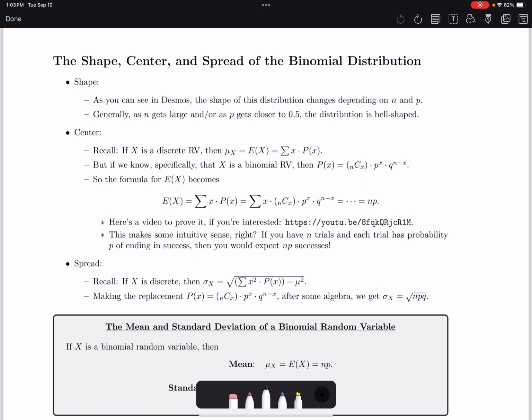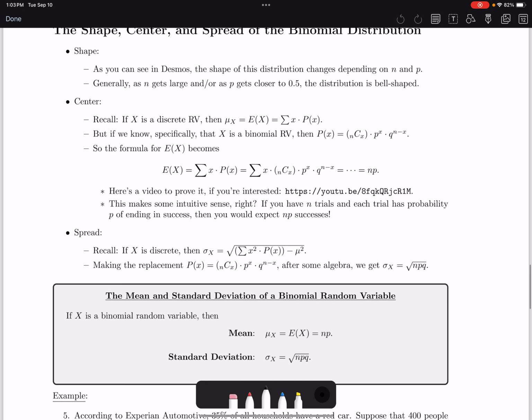It simplifies really nicely. Instead of having to use this nasty thing that sometimes takes a long time to compute, we can just do n times p, the number of trials times the probability of success. If you want to see all of these steps, you can watch this video. But I think it makes intuitive sense that if you have n trials and each trial has a probability of success p, then you would expect n times p successes.